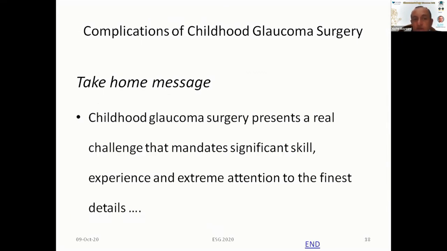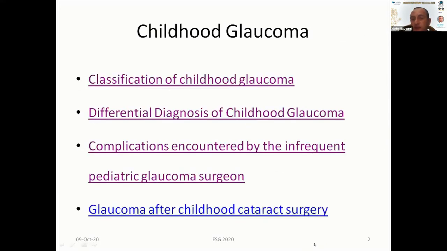So the take-home message would be that childhood glaucoma surgery presents a real challenge that mandates significant skill, experience, and extreme attention to the finest details. It's not a job to mess with if you're not a routine pediatric glaucoma surgeon. So that concludes the talk about complications of an occasional trabeculectomy surgeon in a child. Thank you very much, Professor Khalil.